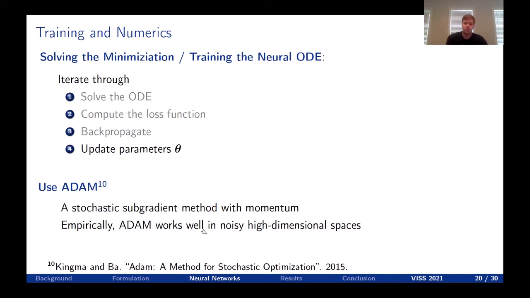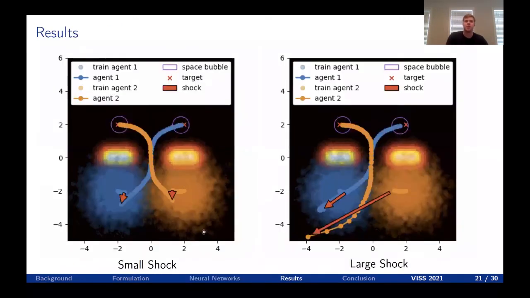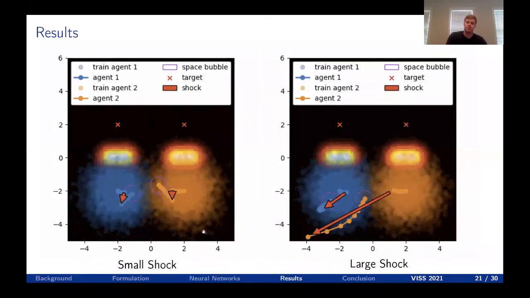We did some work using BFGS and some other more standard optimization techniques. They work well too. Adam works like 1% better, so that's why we stuck with that one. But that's how we solve the problem. Now we'll talk about some results.